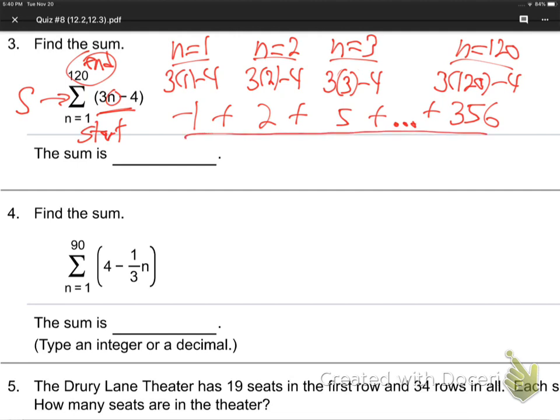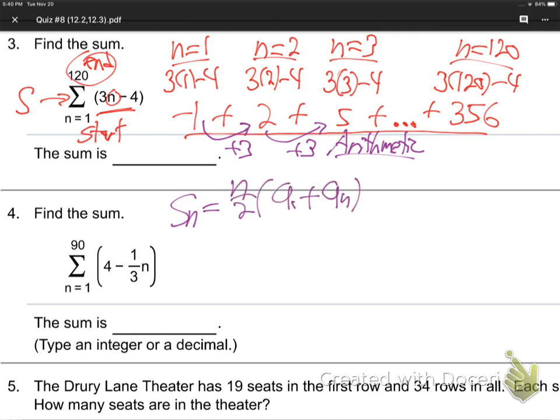Now, how do we figure out what those all add up to be? That's an arithmetic sequence. See what it's doing every time? It's adding 3, adding 3. So it's arithmetic, so I'm going to use the S sub n, because it's the sum, right? So n over 2, A1 plus AN. So n is the number of terms. A1 is the first term. AN is the last term.